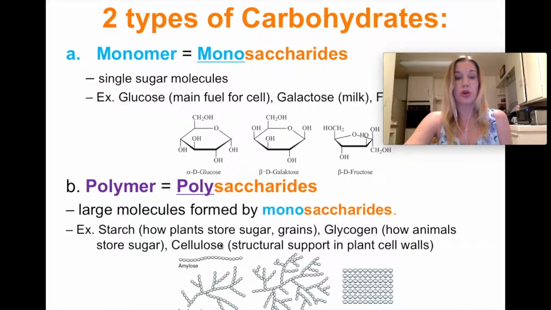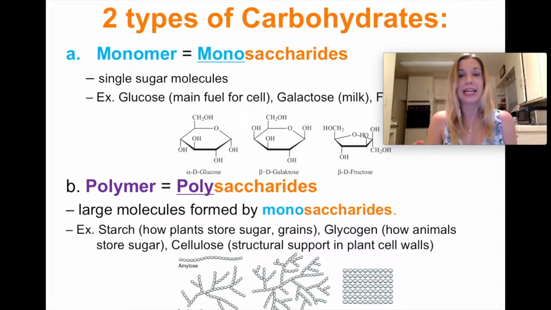Plants, they'll also link together their glucose to form a polymer called cellulose, and cellulose provides structural support in plant cell walls. So that's how plants maintain the integrity of their structure, is through that cellulose and that linkage of glucose molecules.